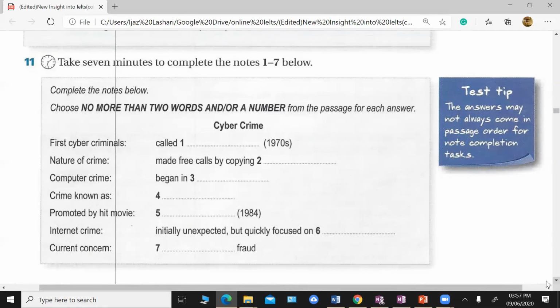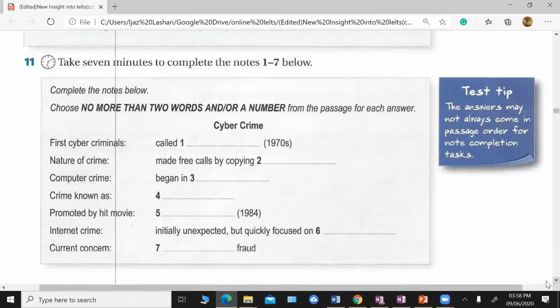Copying what? Tone. Can say musical tones. Yes, because 2 words. So we can say musical tones. So what was your first answer? Freakers. Phone freakers. Phone freakers, yes. Okay, you can write phone freakers. And number 2, you say musical tones.